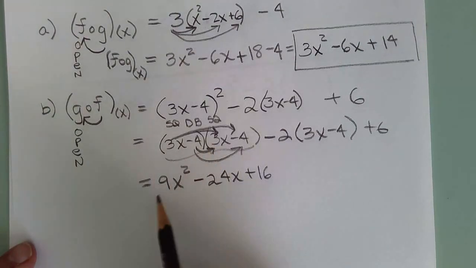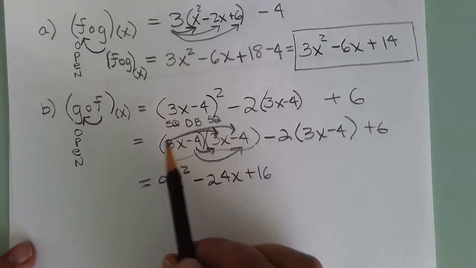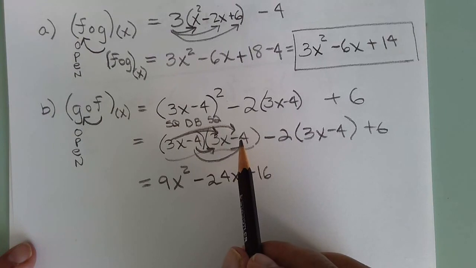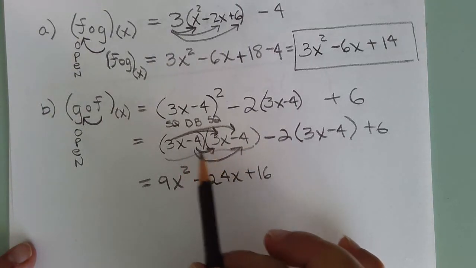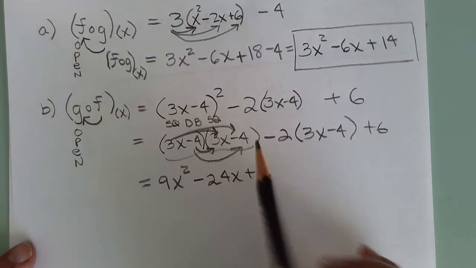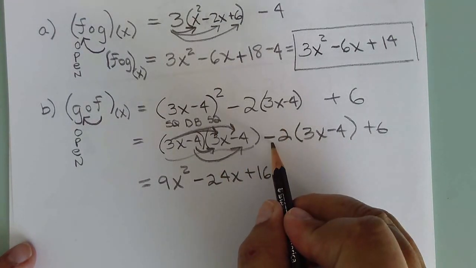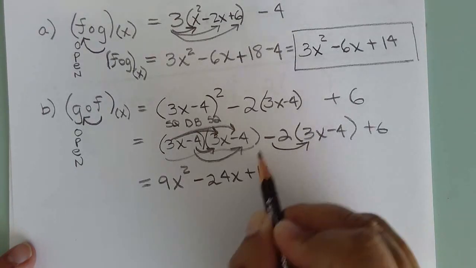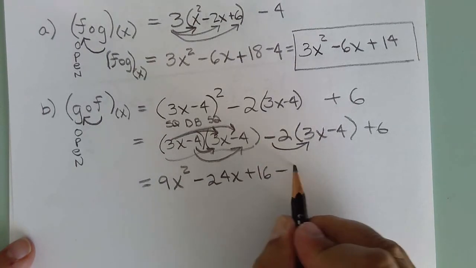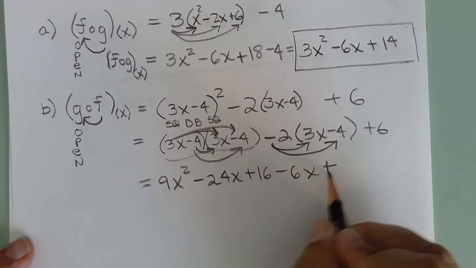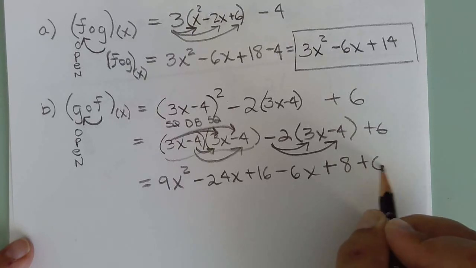So 9x squared, that's that. Then this middle term comes from this arrow right here, this long arrow, negative 12x, and then another negative 12x right in there, which is where that middle term comes from, and then positive 16 from there. Then distributing this 2, at the same time you distribute the negative, so it's negative 2 times 3x is negative 6x. Negative 2 times negative 4 is positive 8, and bring down that 6.